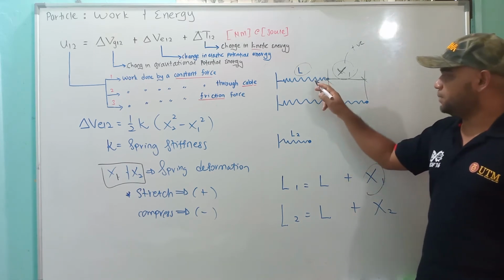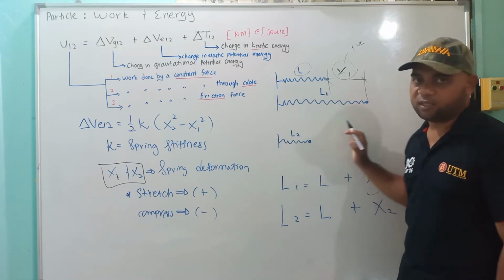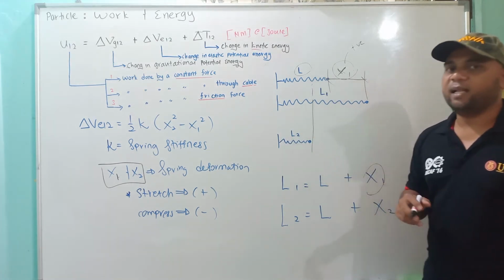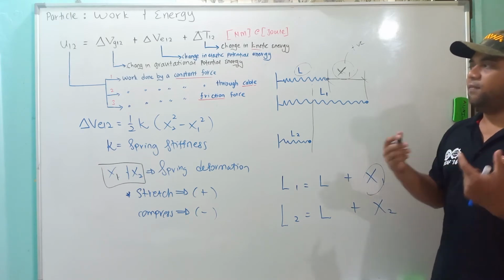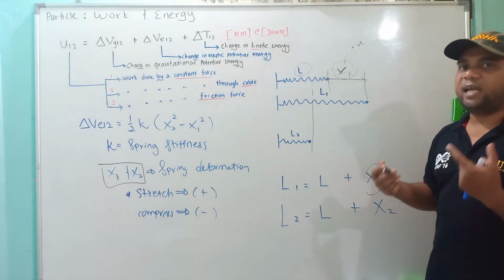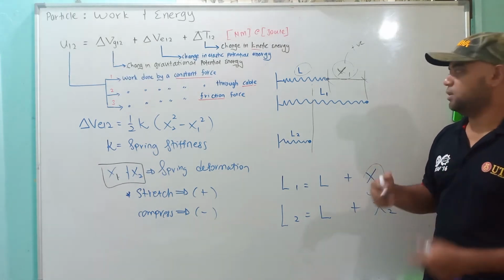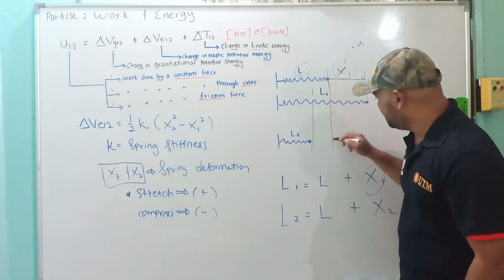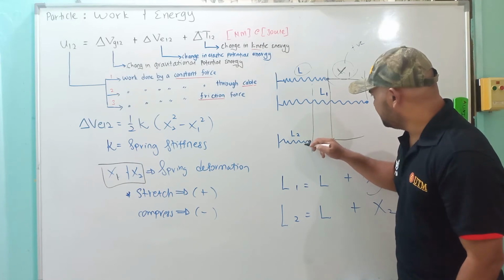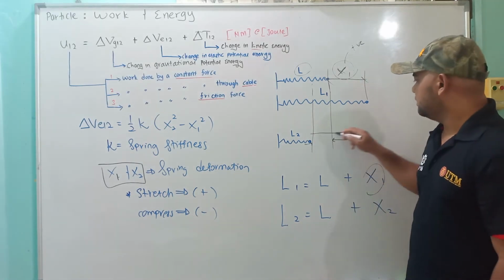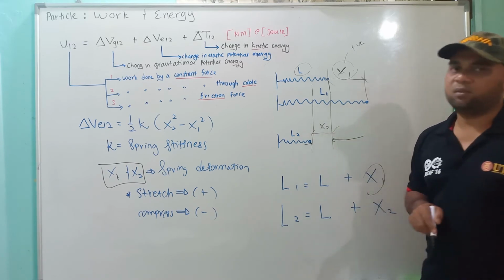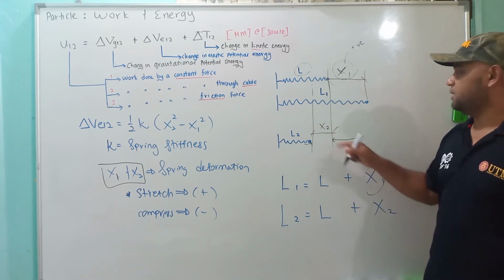But here we have the same spring, but we push using a force. Now it becomes this L2. L2 is the length of the spring at position 2, the actual length when we put the force. So the difference here, which is from here to there, is the X. In this case we have 2, so X2. Okay, so the difference here is the X2.